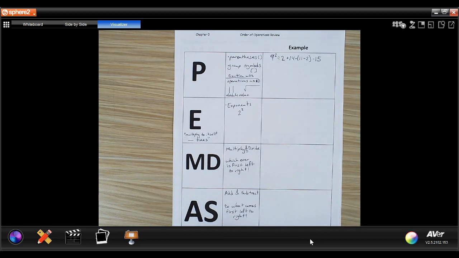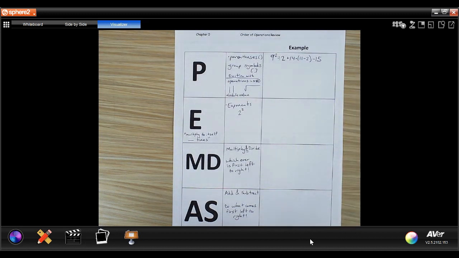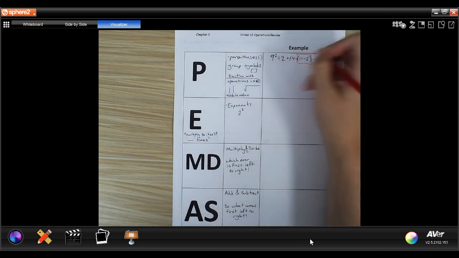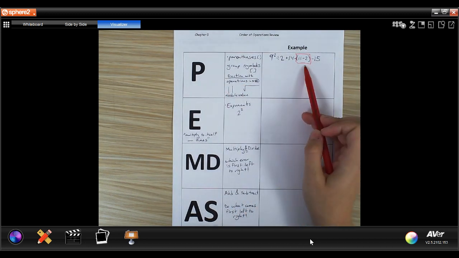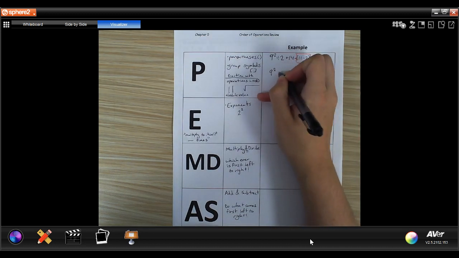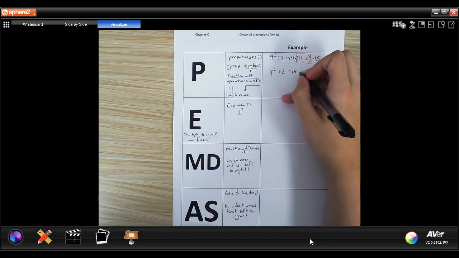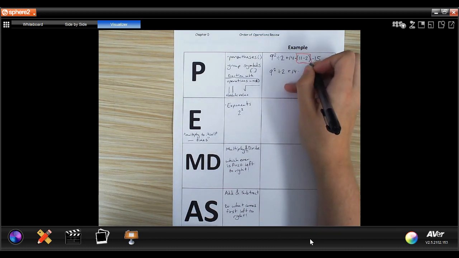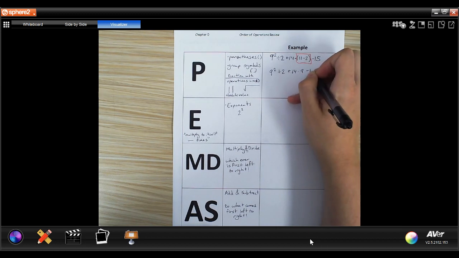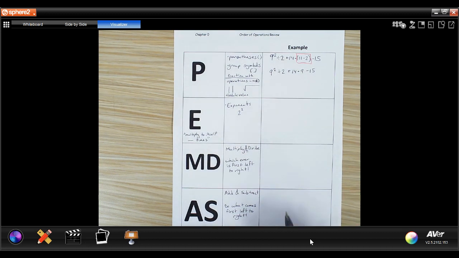If I look at my example here, we've got 9 squared divided by 2 plus 14 times parentheses 11 minus 2 and parentheses minus 15. So right here, I have some parentheses. PEMDAS says I do the parentheses first. So for this one, I am going to have 9 squared divided by 2 plus 14. Inside my parentheses, I would get 11 minus 2 is 9. And then I leave everything else the same. And once I've done the operation in the parentheses, I can drop it, right?